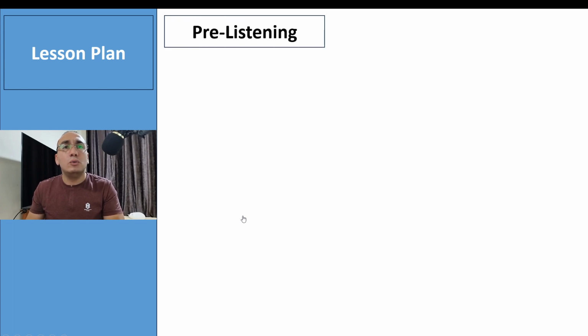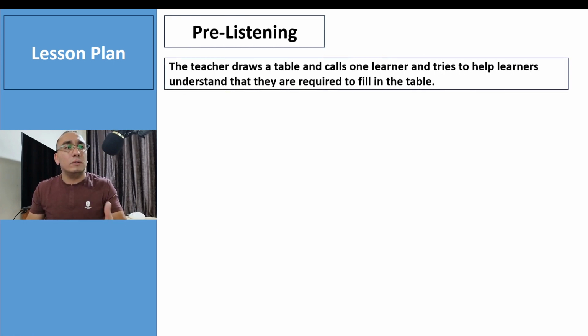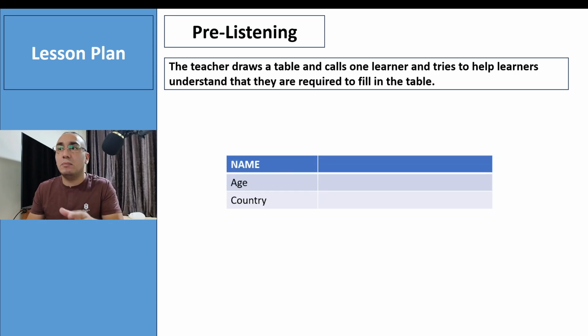Now let's go to the pre-listening. What I wanted to do: the teacher draws a table and calls one learner, and tries to help learners understand what they are required to fill in the table. You see, I want them to do a task, but because maybe my learners are still not familiar with the task, I want to do one example before they listen and start doing the real task. So I present a table and I try to explain to them: name, age, country.